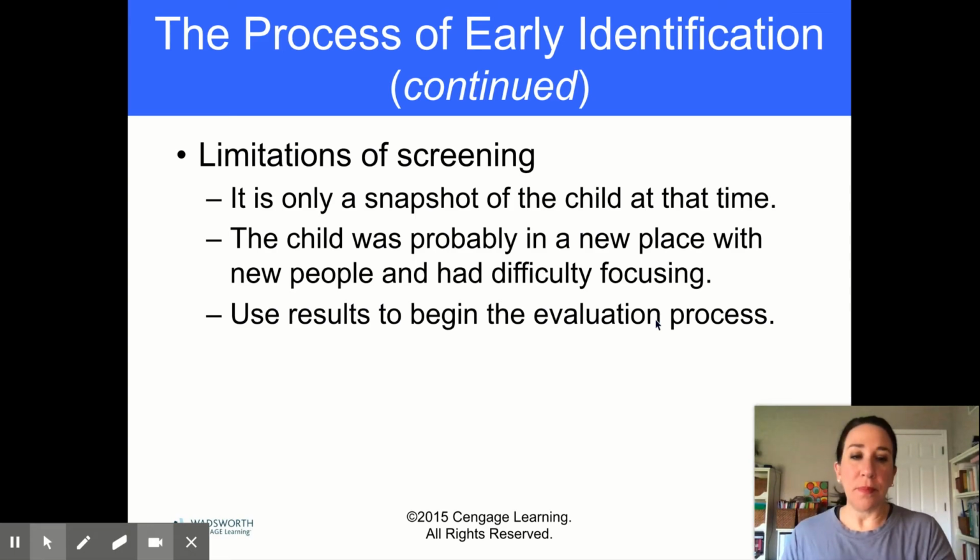Screenings are hard sometimes because the kid that shows up for a screening, it's a snapshot. The kid that shows up for a screening may not be the kid that you see every day in your classroom, but it is a good way to start the evaluation process.